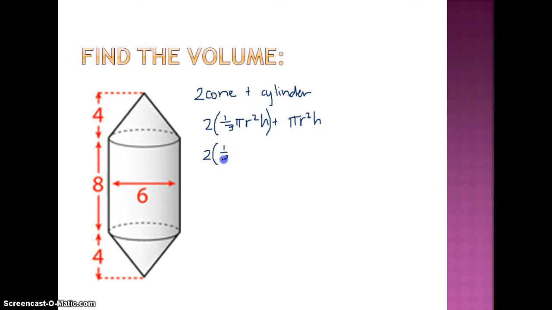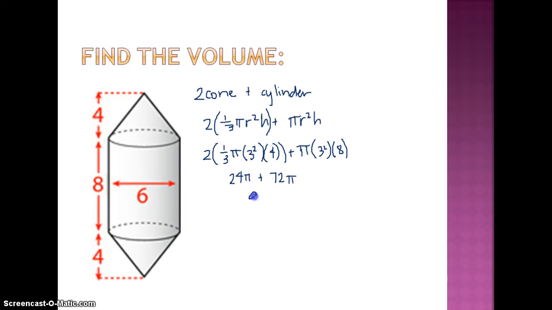So we can say 2 times 1/3 times pi times our radius 3 squared times our height of 4, plus pi times our radius 3 squared times the height of the cylinder, which is 8. So we've got 2 times 1/3 times 3 squared times 4. If we multiply all those out, we get 24 pi, plus pi times 3 squared times 8, or pi times 9 times 8, and we get 72 pi.